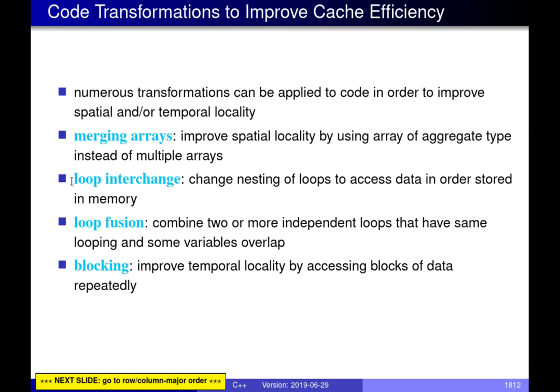The next transformation is what's known as loop interchange. In this particular case, we have a number of nested loops, and we simply change the order of the nesting in order to achieve a better memory access pattern with respect to the cache. The next transformation is what's known as loop fusion. In this transformation, we combine 2 or more loops together in order to get better locality. And the last transformation I want to talk about is what's known as blocking. In this transformation, we group together, chunk together the data and process it in chunks in such a way as to get better locality.